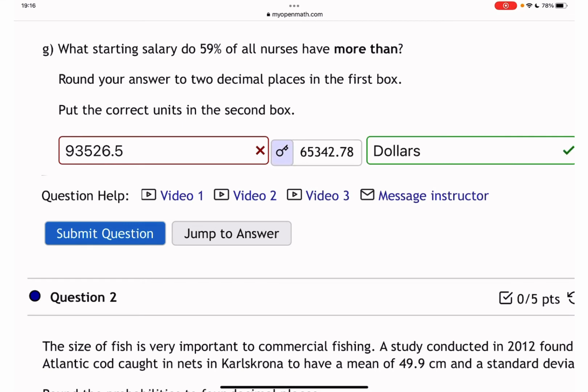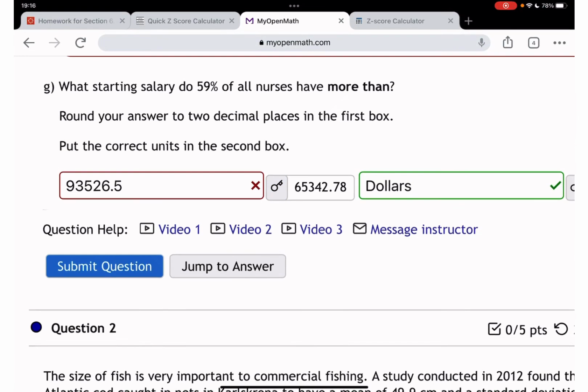Let me see what the answer is. Yeah, this is a completely different answer. We need to solve it again. I don't know what silly mistake we made somewhere. So let's do it one more time. It's not a big deal.